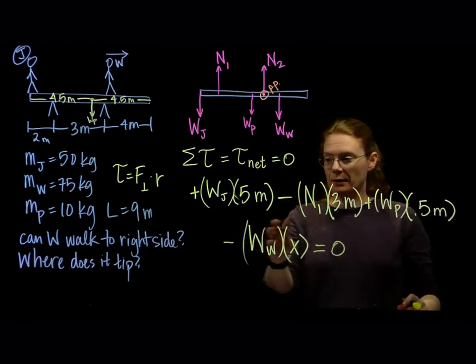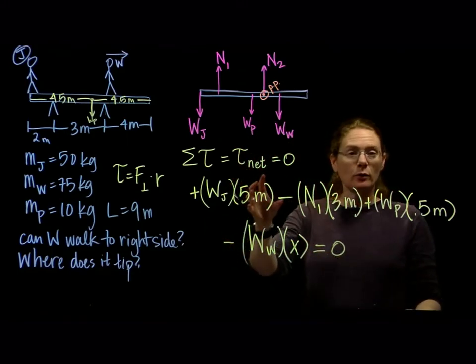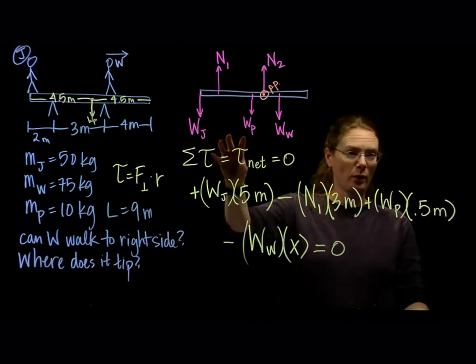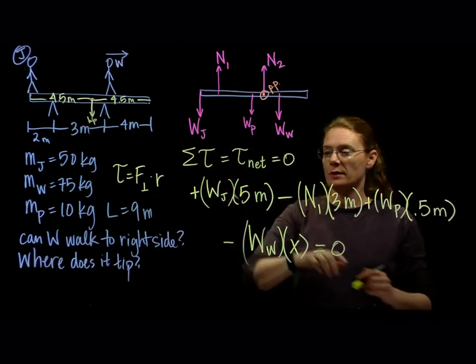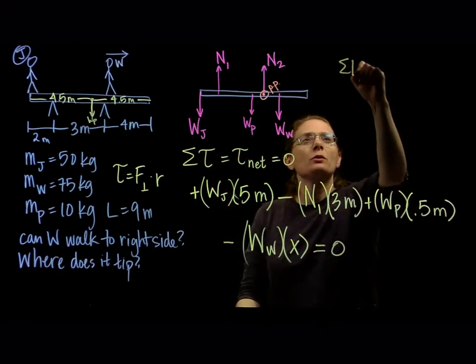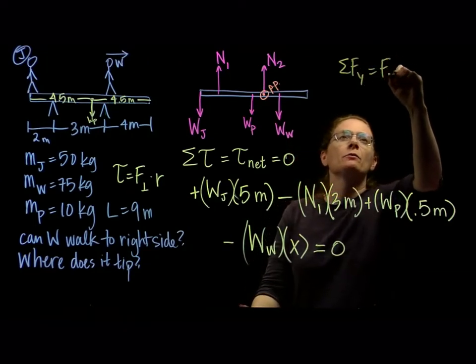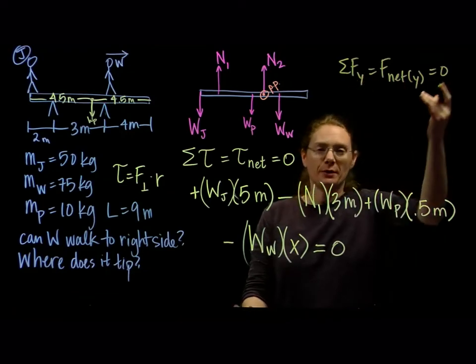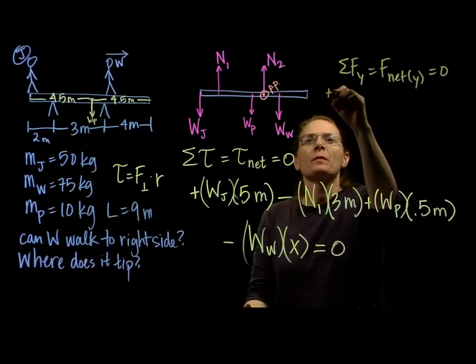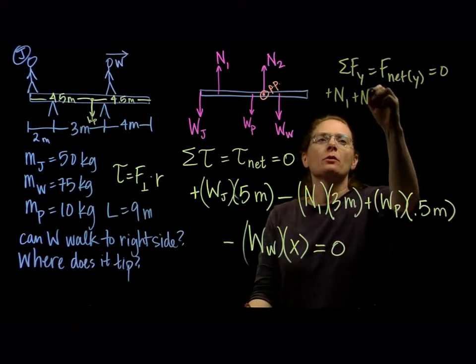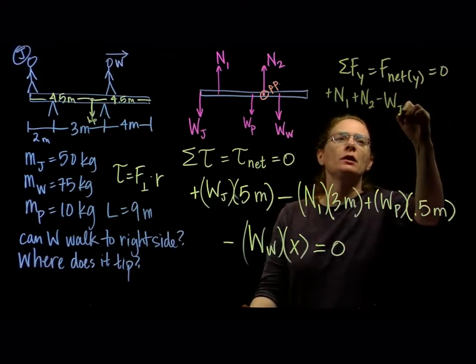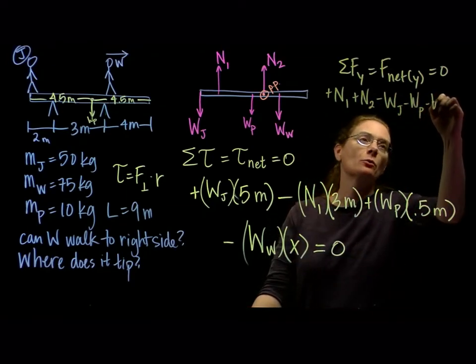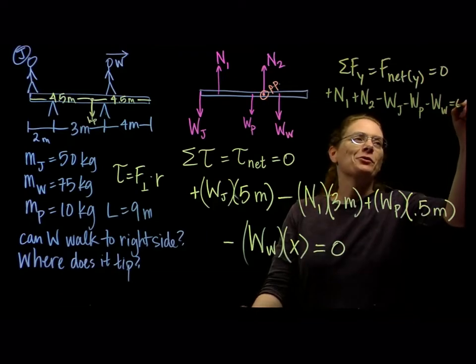So this is my static equilibrium condition for the torques, my equation for the torques. I can also do the sum of the forces in the y direction, which is F net y, equal to 0. Add up all the forces in the y direction, set them equal to 0. Plus normal 1, plus normal 2, minus the weight of Jeeves, minus the weight of the plank, minus the weight of Wooster, equals 0.